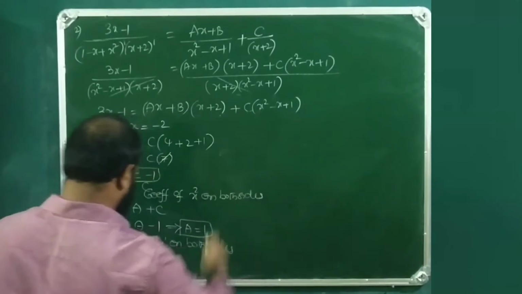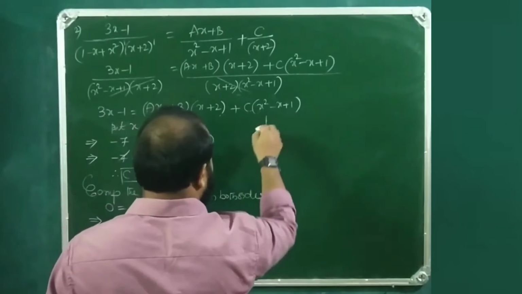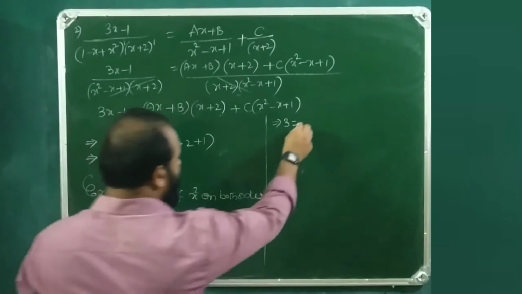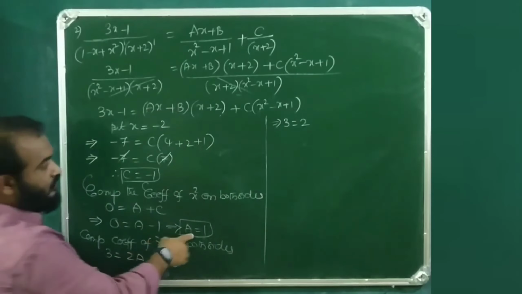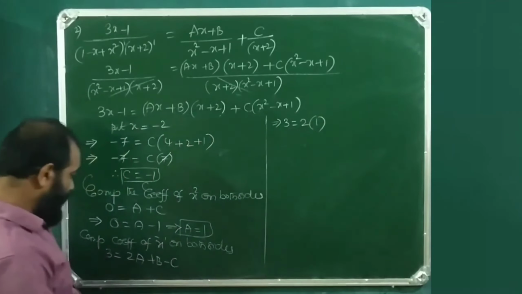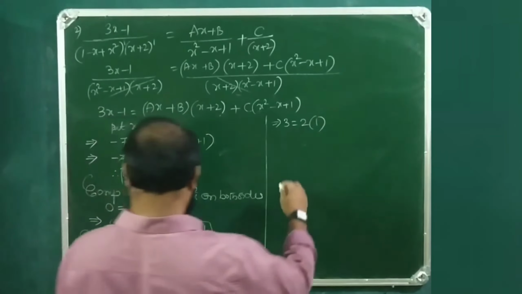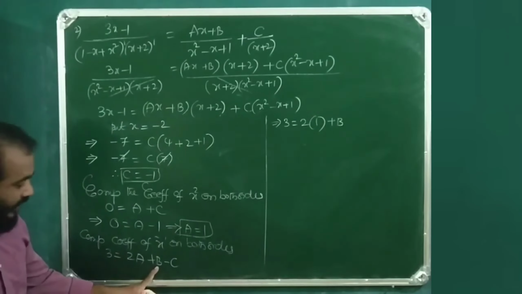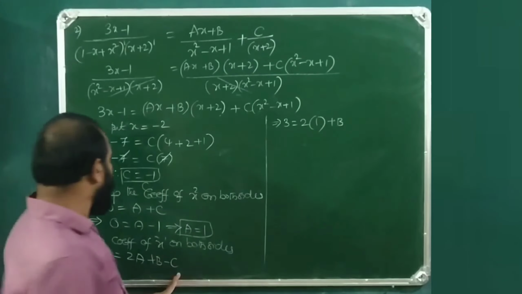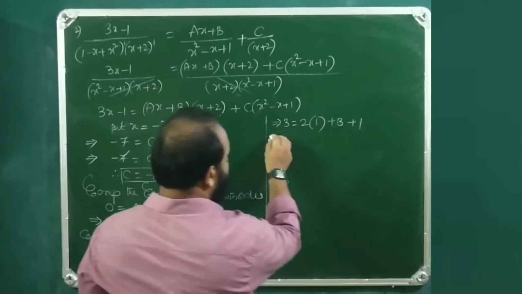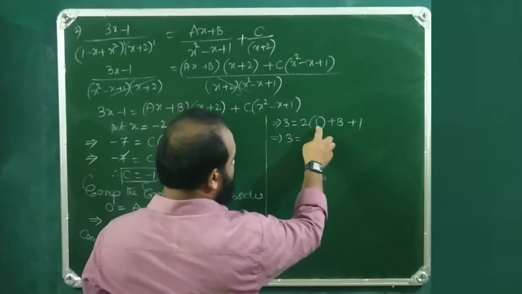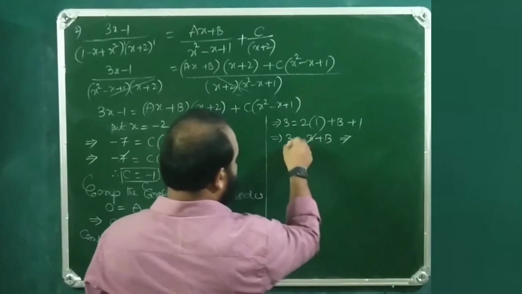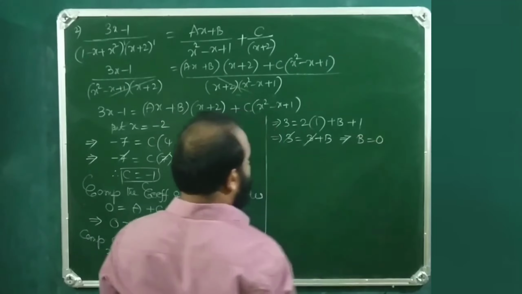So from this, 3 is equal to 2 into a value, which is 1, plus b, which is yet to be evaluated, minus c, minus of minus is plus 1. So 3 is equal to 2 ones are 2, 2 plus 1 is 3, 3 plus b. So from this, b is equal to 0.